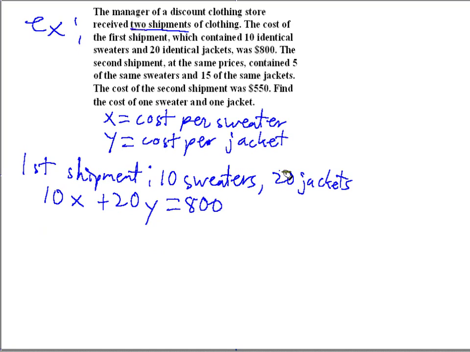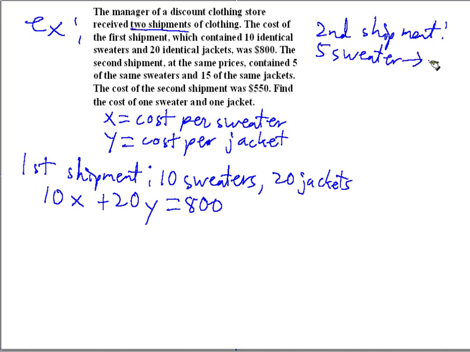Let's look at the second shipment. Let me write it up here to save space. Second shipment, we have 5 of the same sweater, 15 of the same jackets. So we have 5 sweaters.